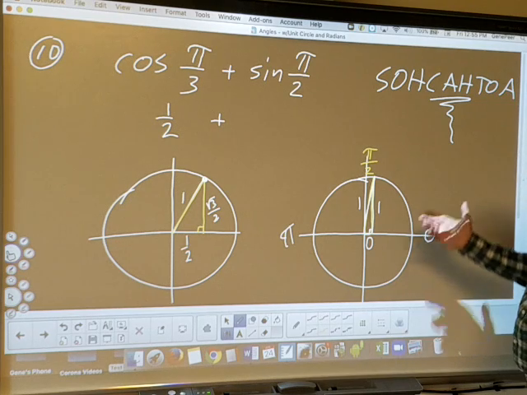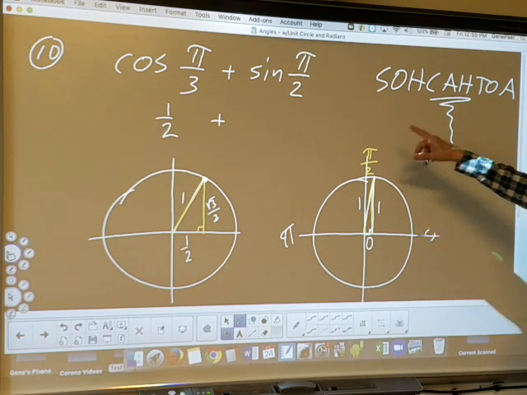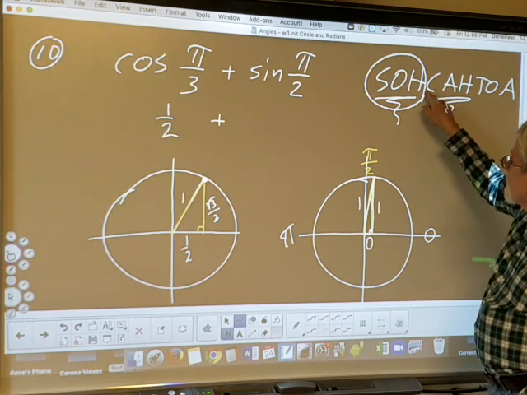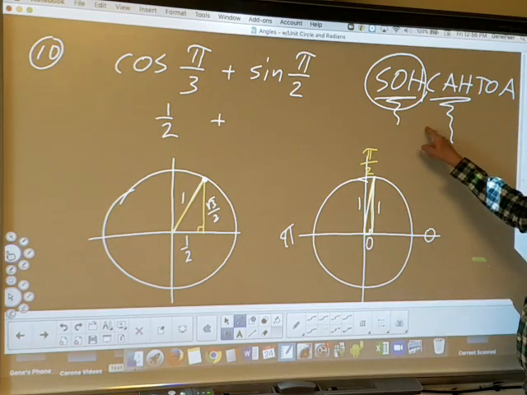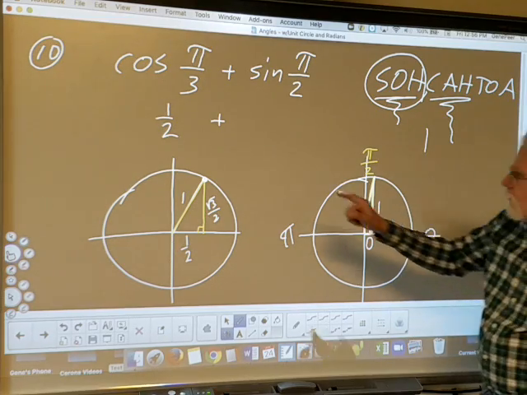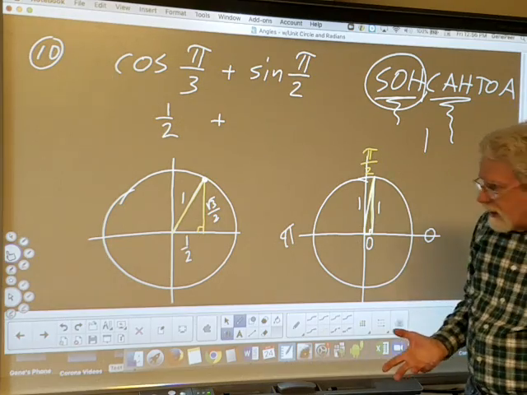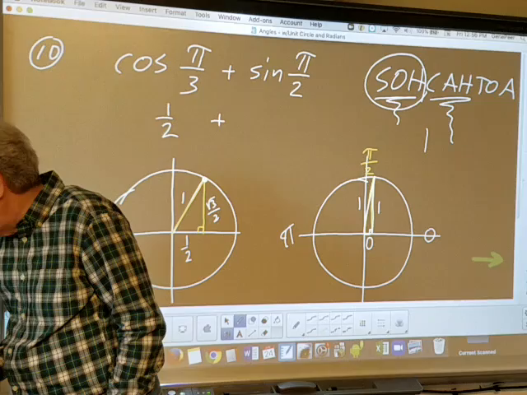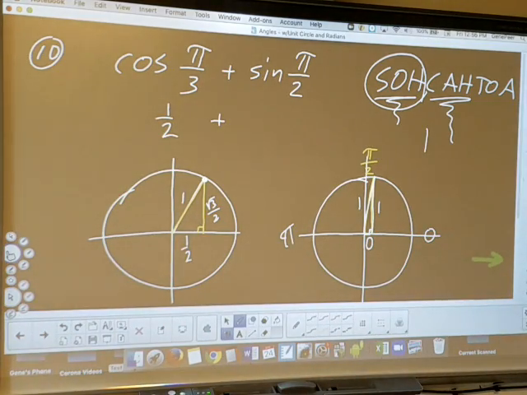So now we apply SOHCAHTOA. We're looking for sine, that's opposite over hypotenuse. That's opposite over hypotenuse, that's 1. So our answer is 1/2 plus 1, better known as 3/2. So number 10, your result is 3/2, 3 over 2. We move on to number 12.